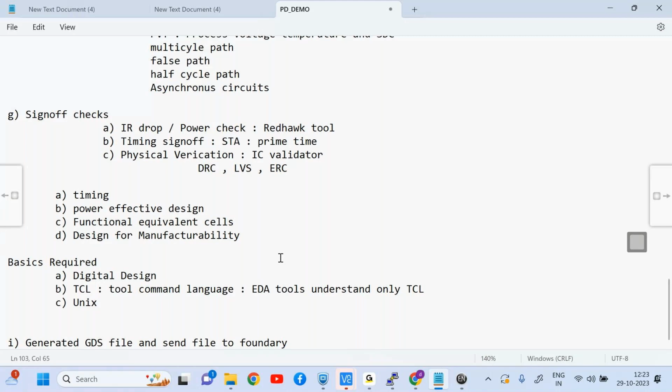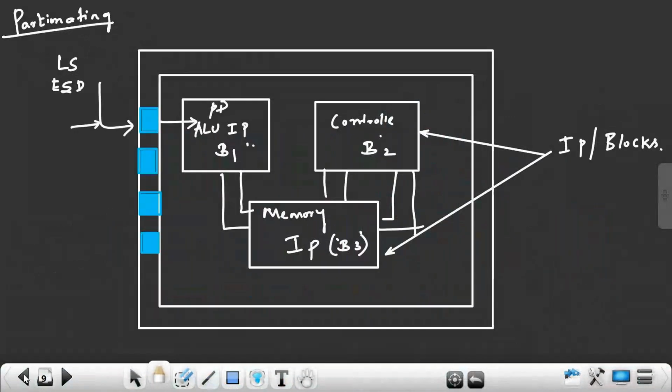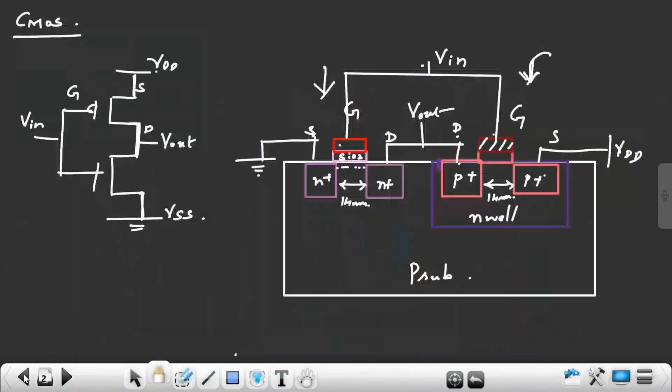Next, you should know about CMOS fundamentals. CMOS fundamentals means what is a MOSFET? What is the operation of a MOSFET? What is the structure of a MOSFET? Structure of a MOSFET means it has a P substrate and N well. PMOS is fabricated only in N well. Like that, the structure of a MOSFET.